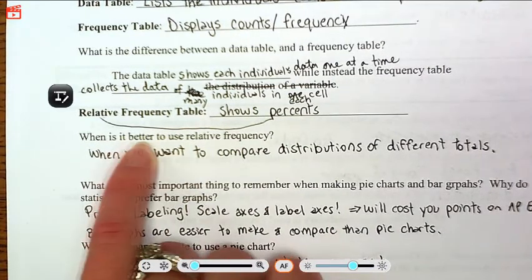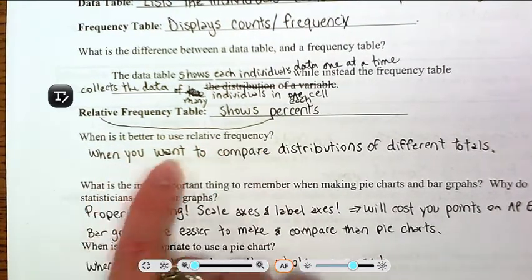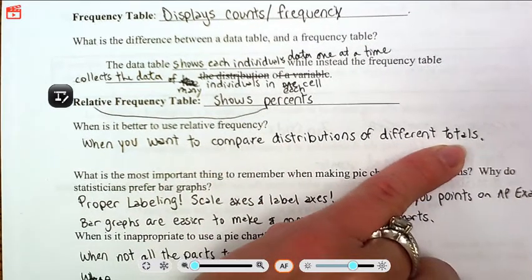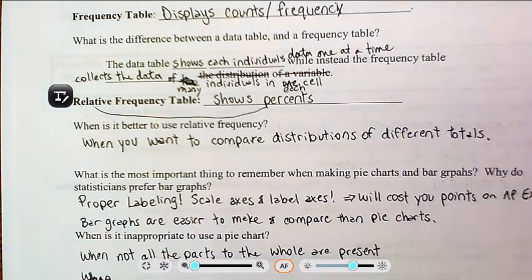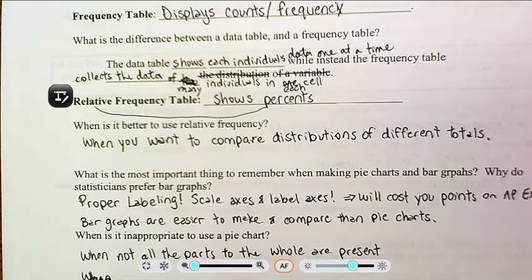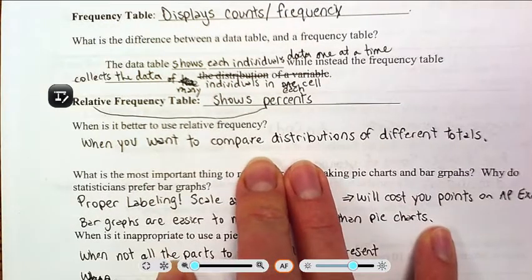When is it better to use a relative frequency? When you want to compare distributions of different totals. So if I wanted to compare the men in America and their religious preferences or beliefs, I could compare that to the women in America and their religious preferences or beliefs. And then I can compare men to women, but let's say that this particular year there are 2 million more women than men, so essentially there's a difference in the total count.